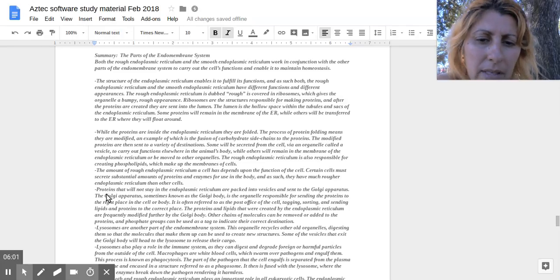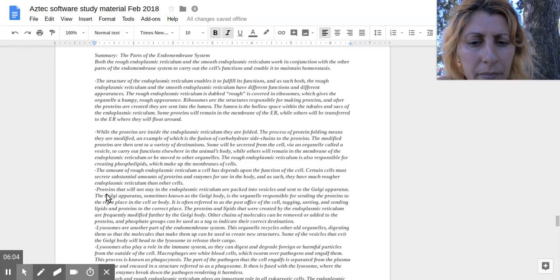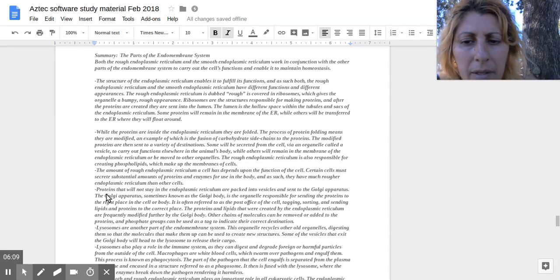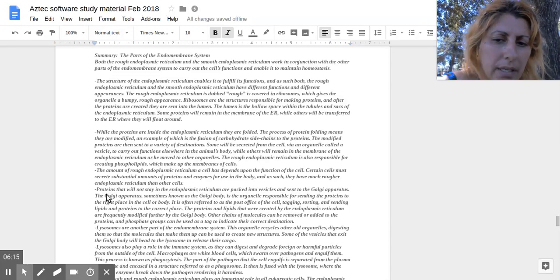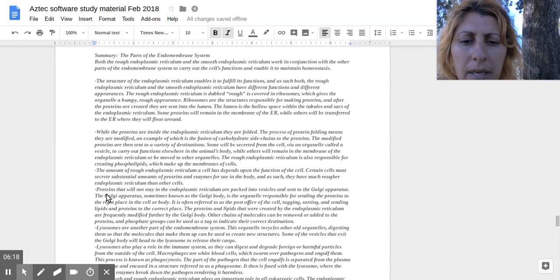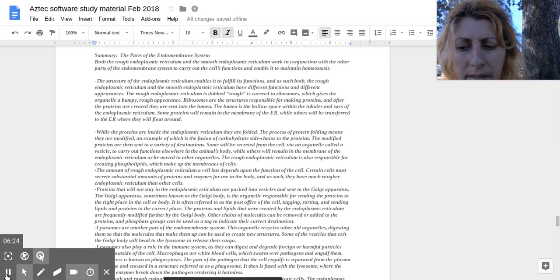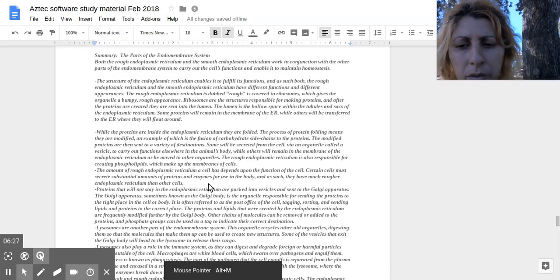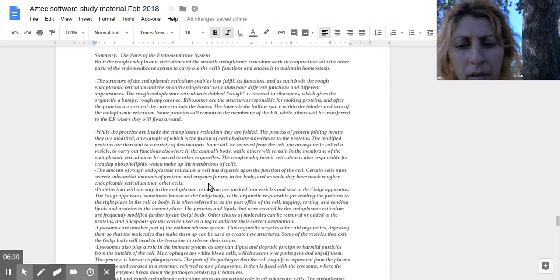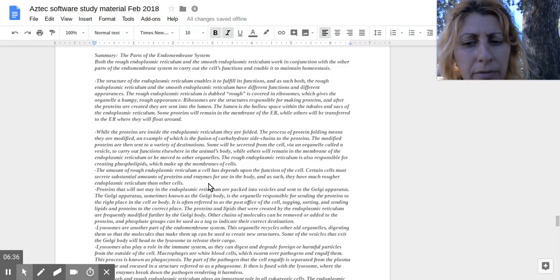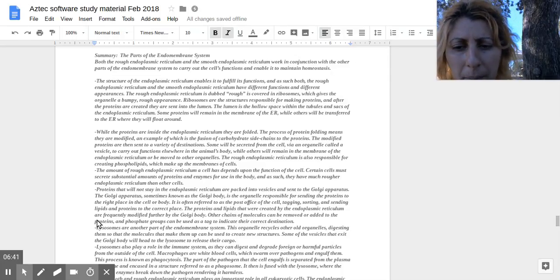Some are secreted from the cell via an organelle called a vesicle, which are found in the Golgi body. They're sent to carry out functions elsewhere in an animal's body, while others remain in the membrane of the ER or are moved to other organelles. The rough ER is also responsible for creating phospholipids, which make up the membrane of cells.